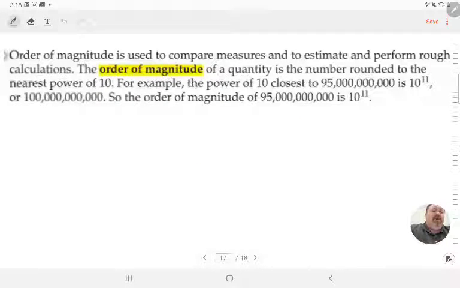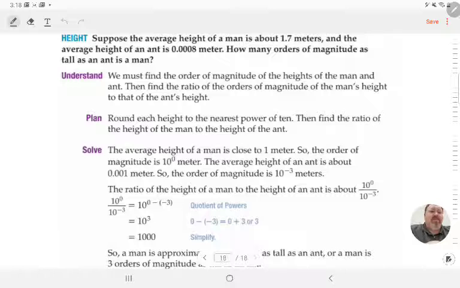Now this little part, just some information. Order of magnitude is used to compare measures and to estimate and perform rough calculations. The order of magnitude of a quantity is the number rounded to the nearest power of 10. For example, the power of 10 closest to 95 billion is 10 to the 11th power, or 100 billion. So the order of magnitude of 95 billion is 10 to the 11th power. So it's the closest power of 10. So I could use that in a problem.